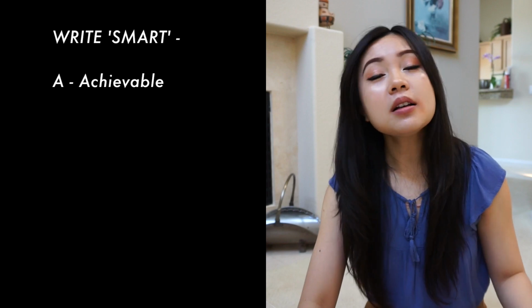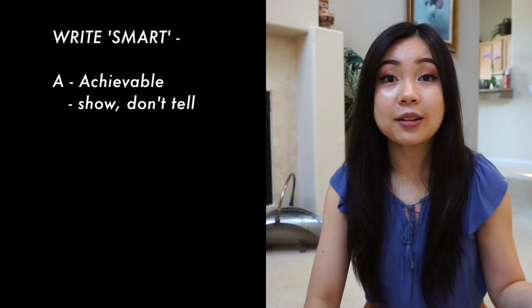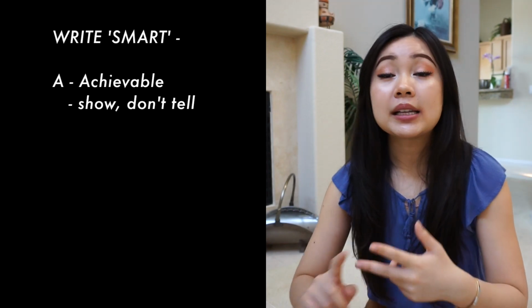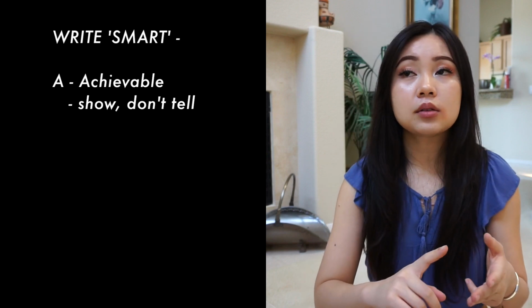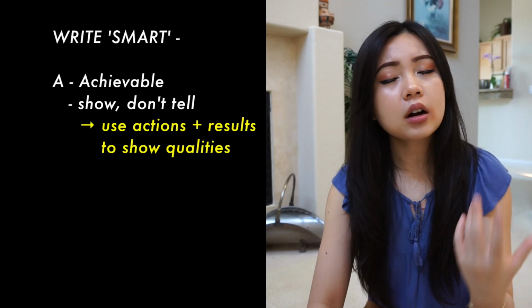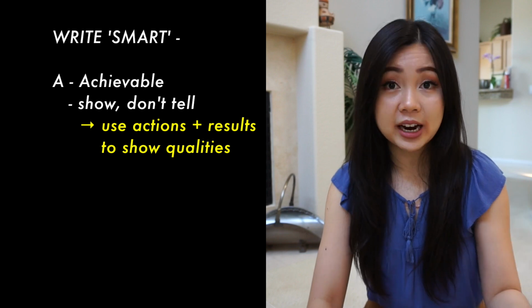A, for achievable. This underlies the whole show don't tell mantra. So instead of saying you were X, Y, and Z, I was determined, I was passionate, I was empathetic, show that you were and have your accomplishments and achievements speak on those characteristics.